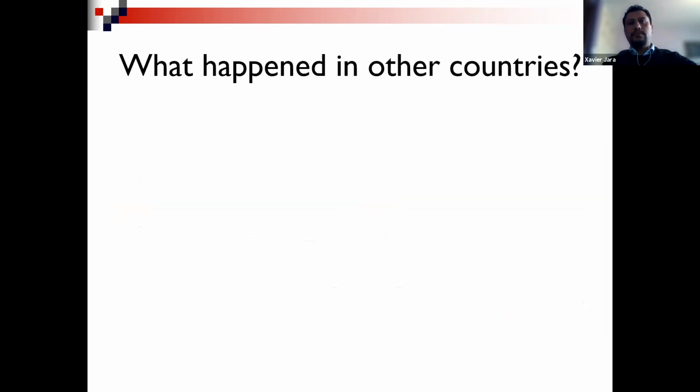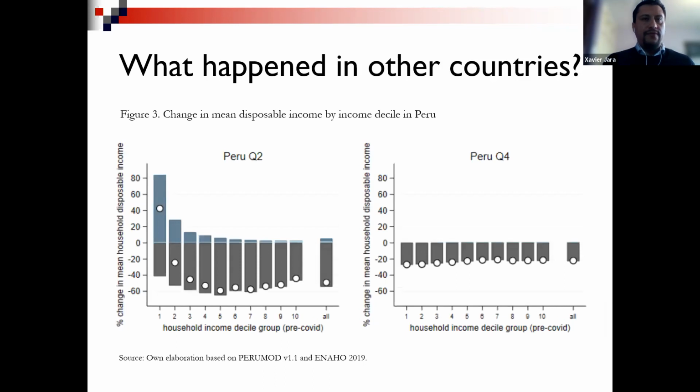But now, if we move on to other countries, what do we observe? Here, I present the same graph as the one before, but for Peru. Again, we are comparing the change in disposable income between the end of 2019 and the second quarter of 2020. That's the picture on your left. And the figure on your right is the change between the end of 2019 and the end of 2020, okay?